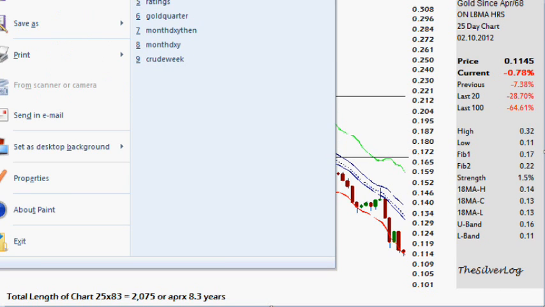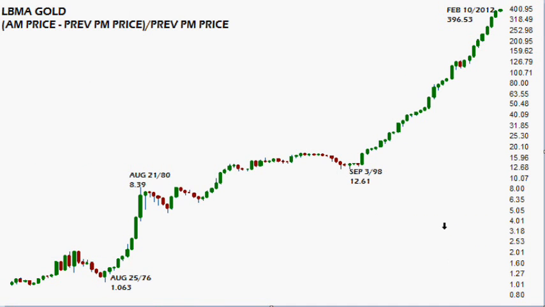So let's do the opposite of this now, and this is if you were to just buy gold on the close and sell on the open every single day, going back again to the start of the second quarter, 1968. So to do this, I take the AM price and I subtract it by the previous PM price and divide it by the PM price again.